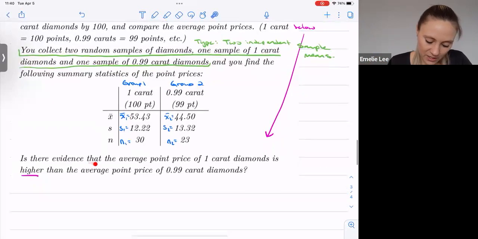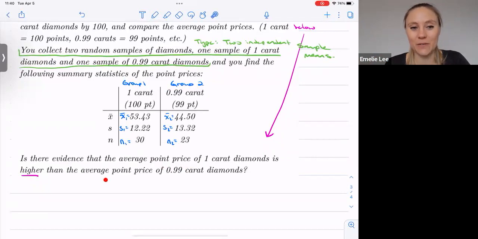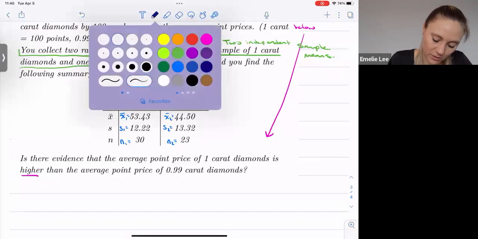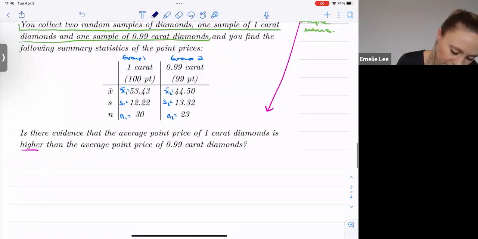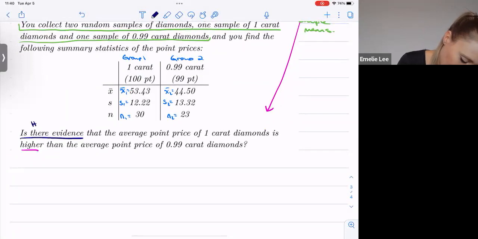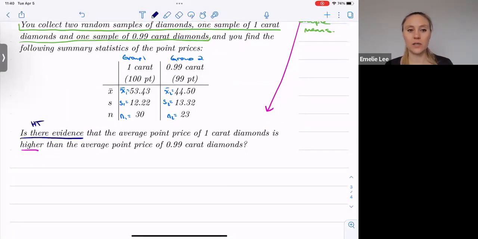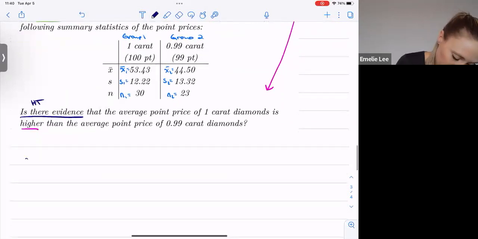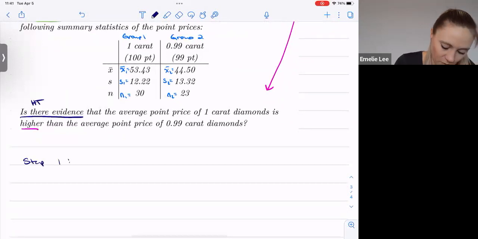So here, is there evidence that the average point price of 1 carat diamonds is higher than the average point price of 0.99 carat diamonds? All right, here we go. Is there evidence? That means that we're going to do a hypothesis test, right? And then we're also going to follow up with a confidence interval, but I'll leave that until we're done with the hypothesis test. Step 1 is to state our hypotheses.